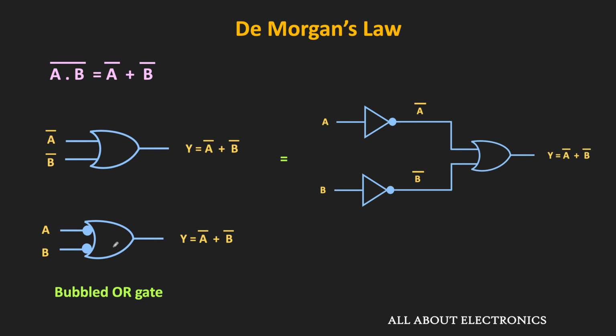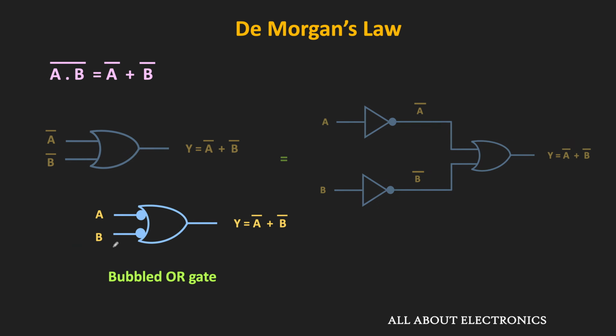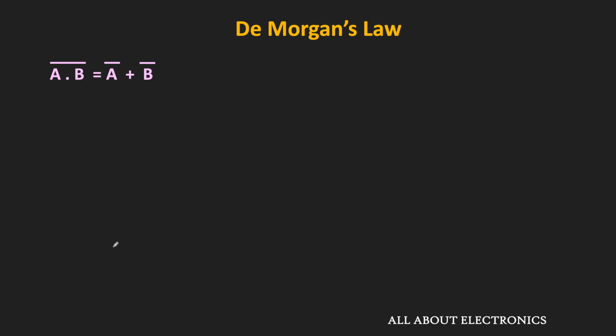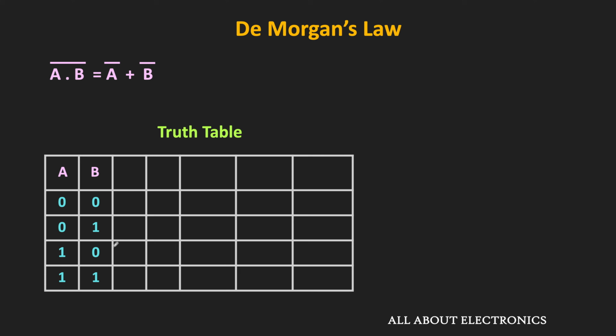That means as per the second De Morgan's law, the NAND gate is equivalent to the bubbled OR gate. So now let us prove the same using the truth table. First of all, let us find this A bar and B bar. As we have seen, these A bar and B bar are the complement of the inputs A and B.